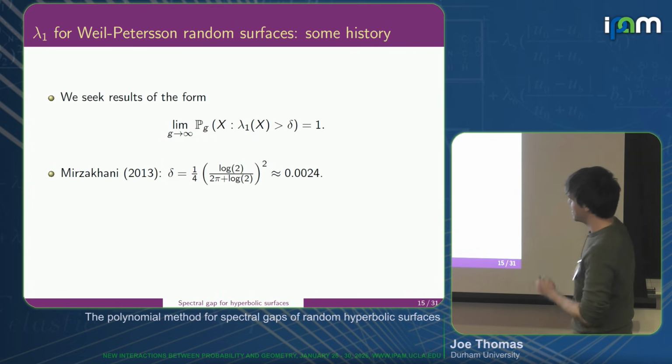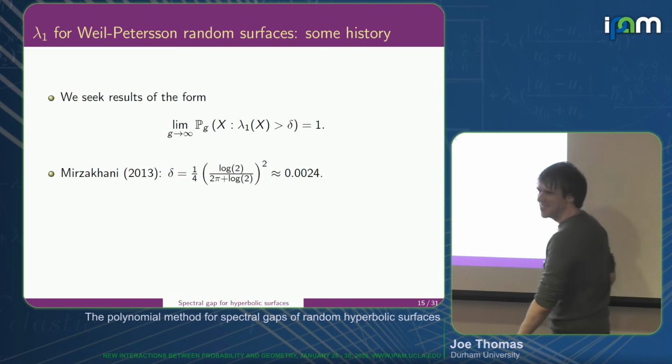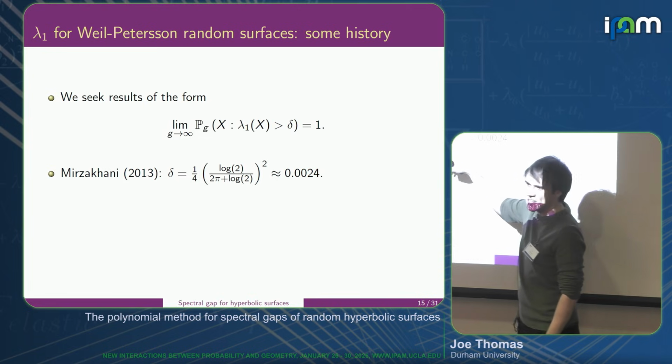So she gets this 0.024 roughly. I even have an extra digit here, so it's a bit more accurate. And this came through really studying this Cheeger constant.